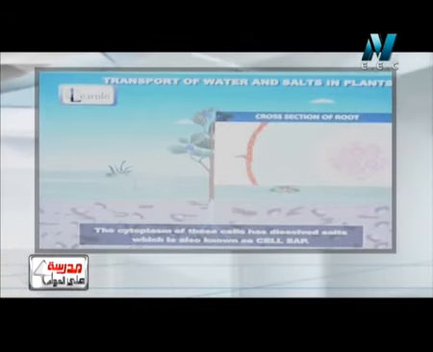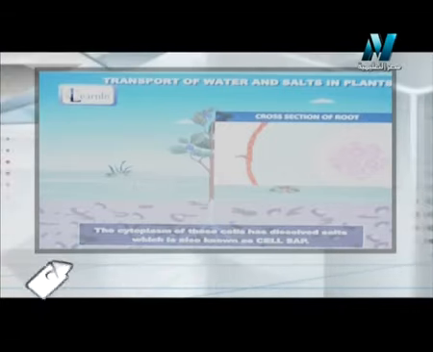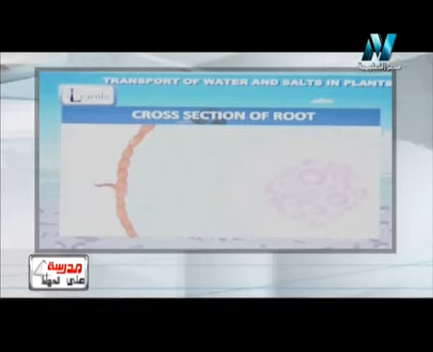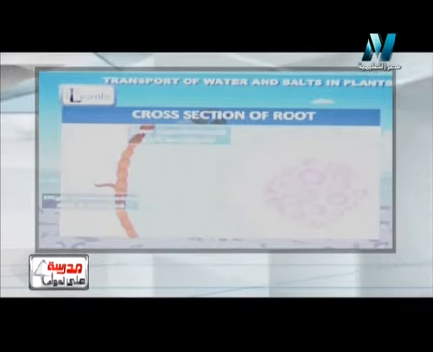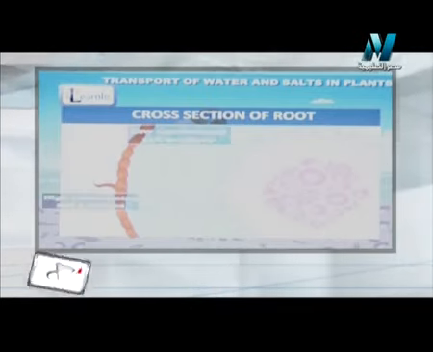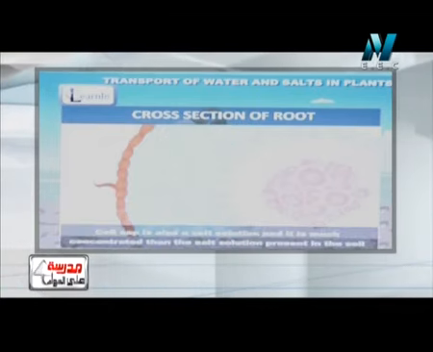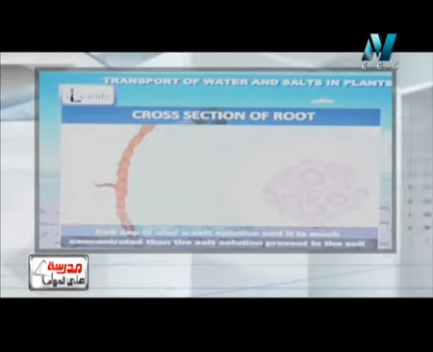So water can pass from the root to the stem to make the photosynthesis process in the factory of the plant food, which is called the leaf. The leaf of the plant is the factory that makes the photosynthesis process.